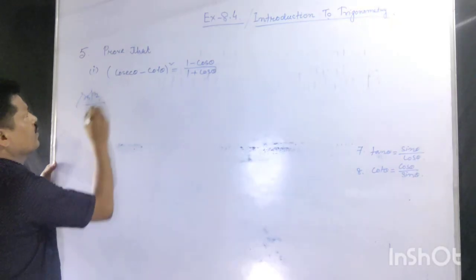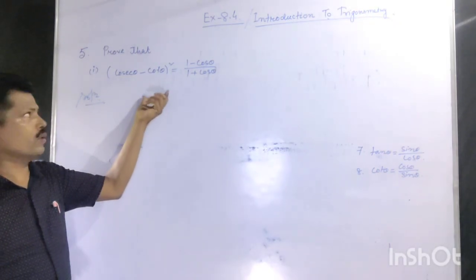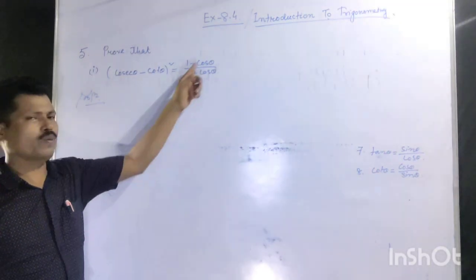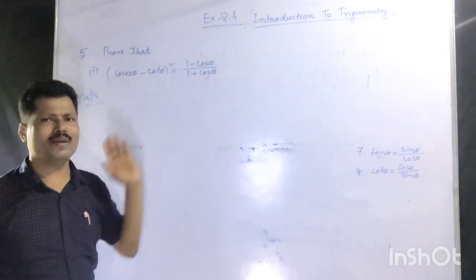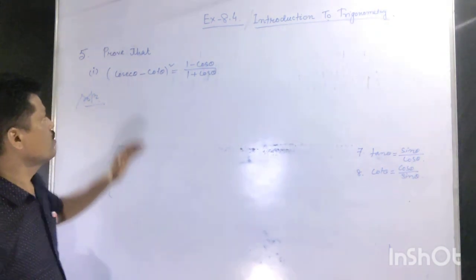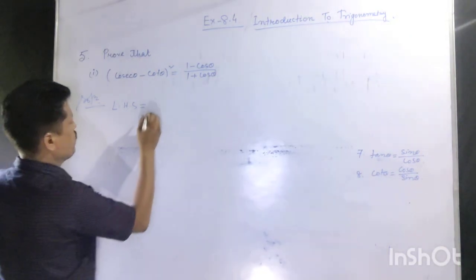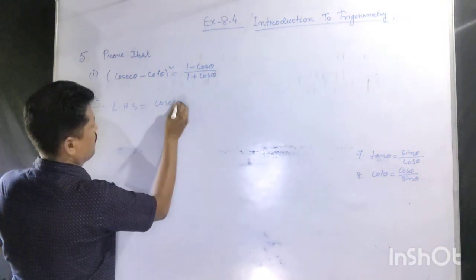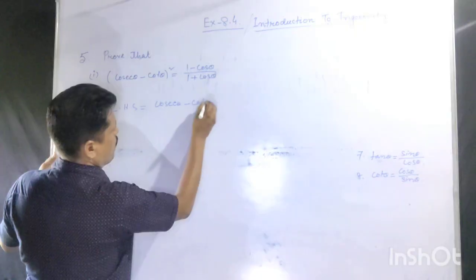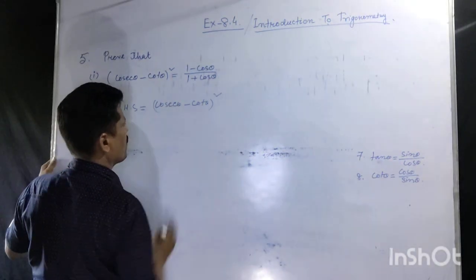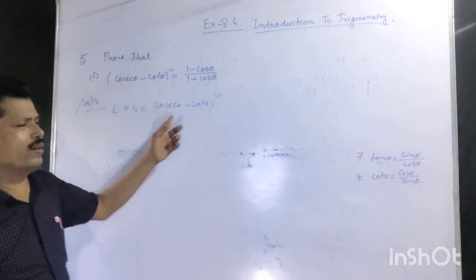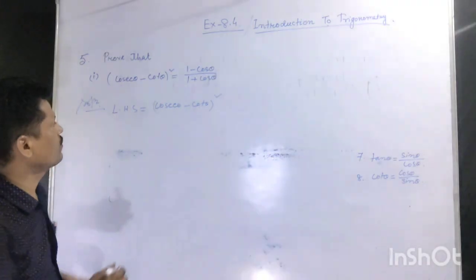Solution. Prove that (cosec theta minus cot theta) whole square is equal to (1 minus cos theta) by (1 plus cos theta). So from the left hand side we can write this. Left hand side is equal to (cosec theta minus cot theta) whole square.